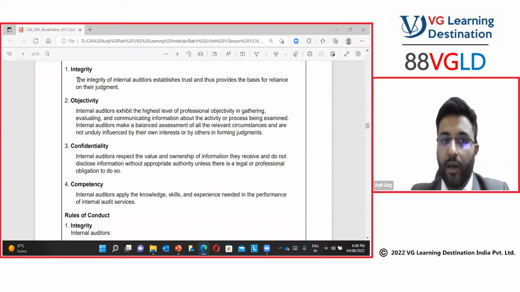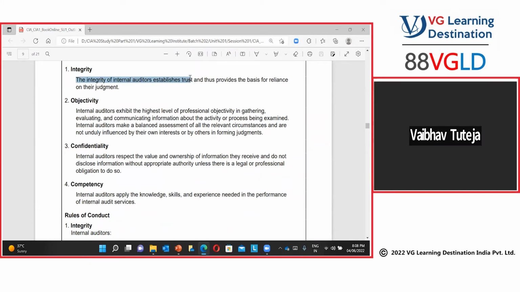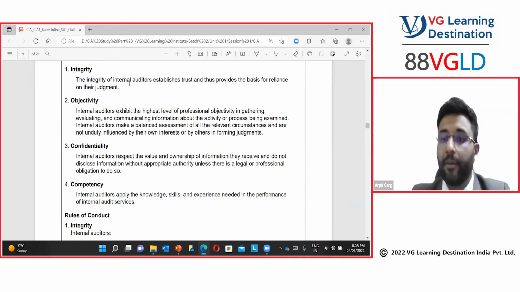We have already covered integrity. The integrity of internal auditors establishes trust. Now this is again a key word. Integrity, the key word is it establishes trust. Can you all read that together? Integrity of internal auditors establishes trust. Okay, so please highlight that. Remember that whenever we are looking for words related to integrity, look for words like trust as well.